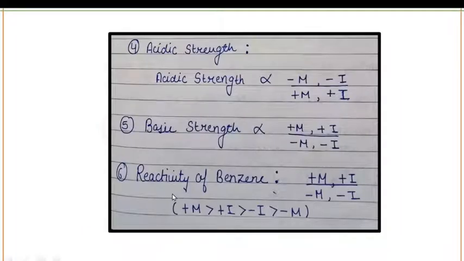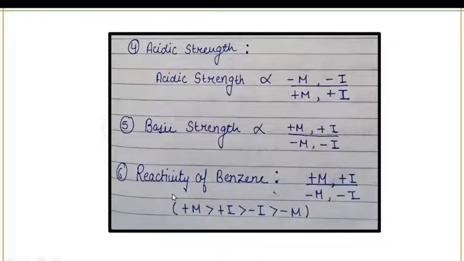Next is the order for acidic strength. Acidic strength depends on the minus M and minus I groups, and is inversely proportional to the plus M and plus I groups. Similarly, in the case of basic strength, this order will be inverted.